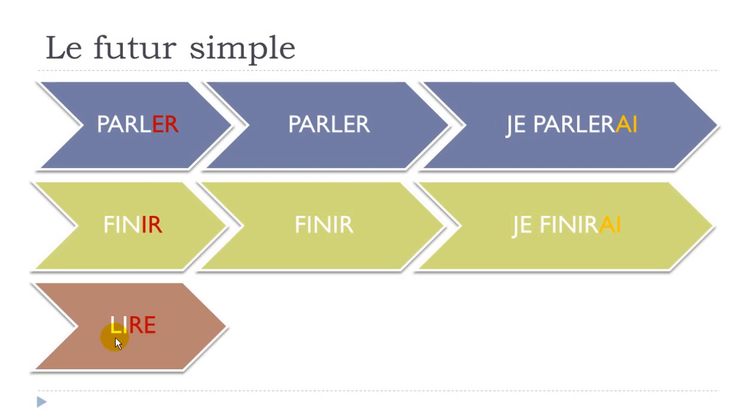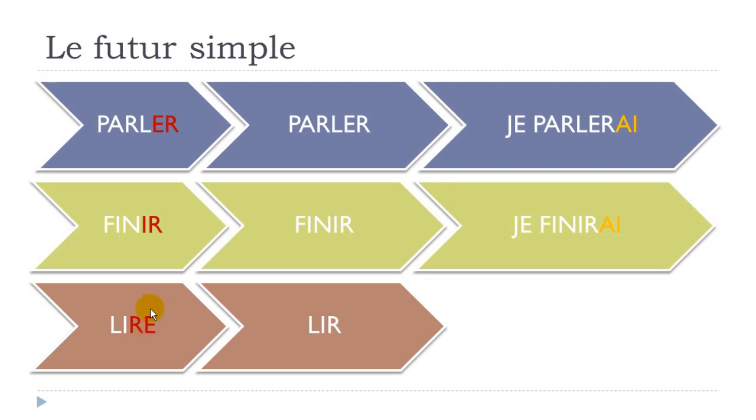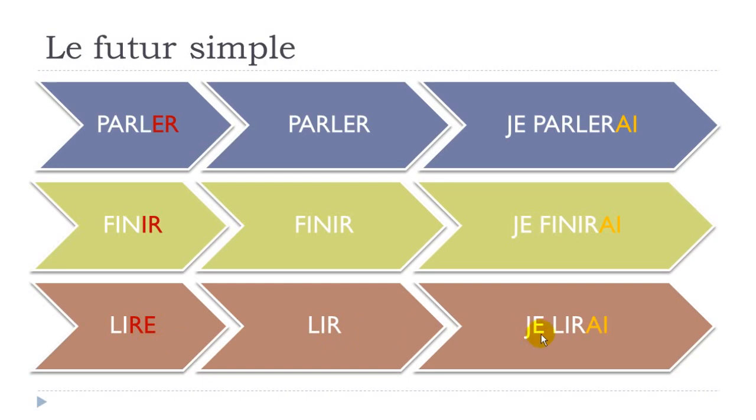The third group is a bit more tricky, of course, as usual, because we're talking about irregular verbs. But still, I took lire. Lire is to read, and you can see that it ends with this vowel. As usual, we take this e away. So we get l-i-r, and after that we just put the ending. Je lirai. This will apply for most of the verbs. Of course, because it's French, it's not all the verbs. We've got exceptions, but we'll see the exceptions a bit later in this lesson. Still, that's the idea of constructing it: if it ends with this vowel, take it away, and after that we just put the ending.